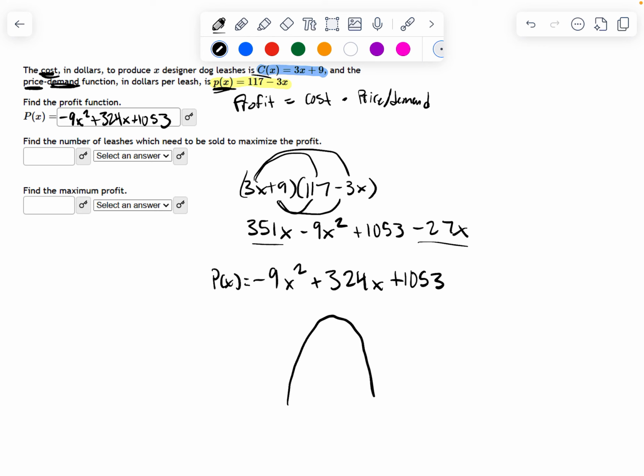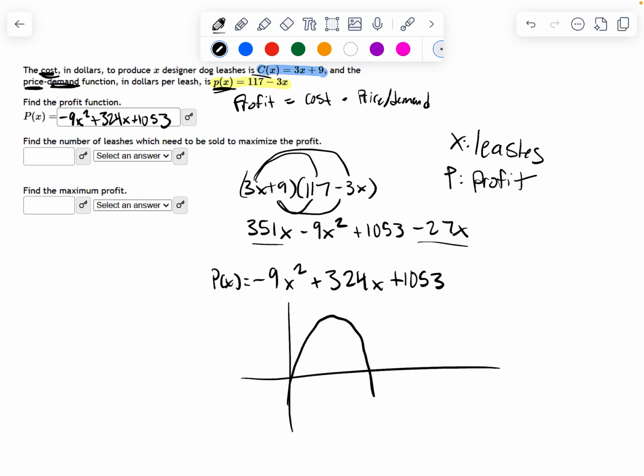So when I'm looking at this, I'd say, okay, what's my x? X is the number of leashes being sold, while P of x represents the profit. So on my graph, x is leashes, and y will be profit. If I want to maximize my profit, I want to find the highest amount of profit there is, that spot right there on the graph. If you know anything about quadratics, you'll know that spot is called the vertex of the graph.